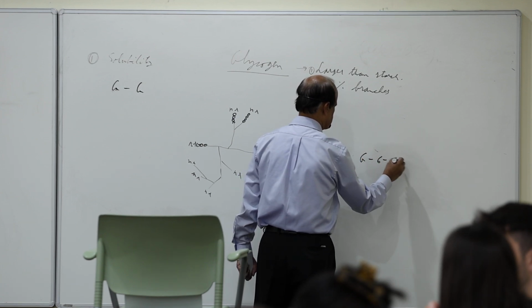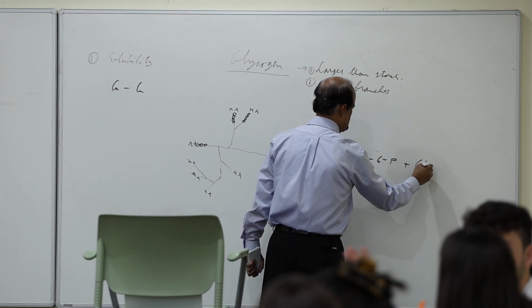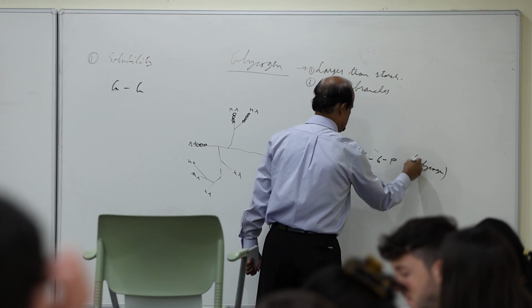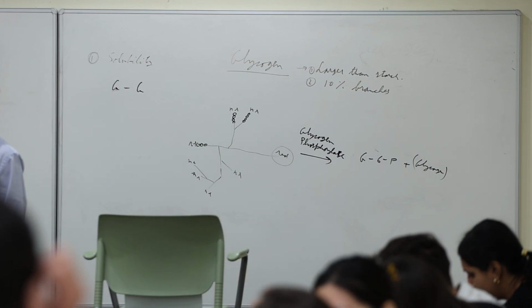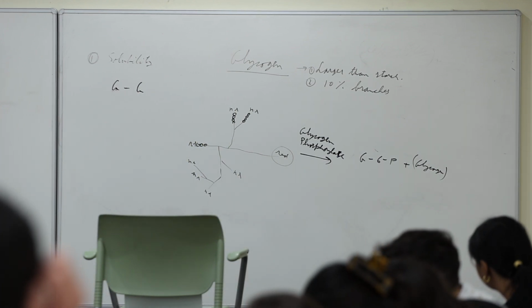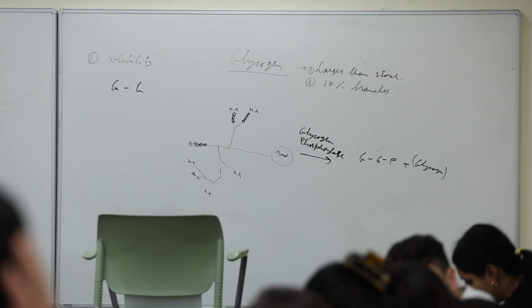glucose phosphate plus glycogen with one glucose less. So it's gradually removing one glucose at a time, and the rate at which it does that tells how fast you can run.